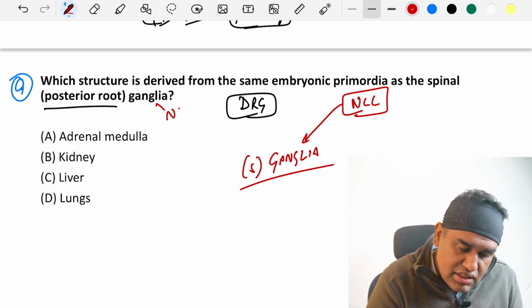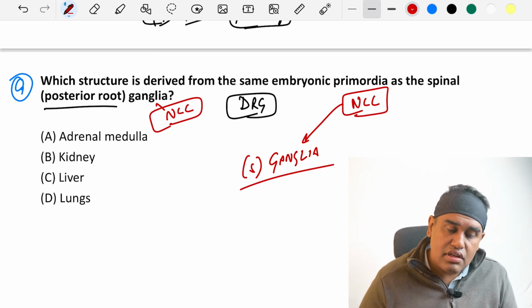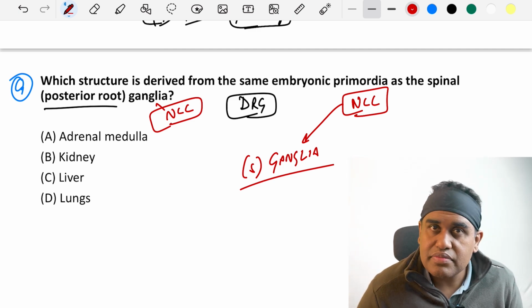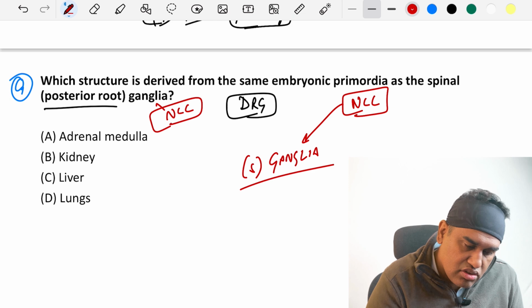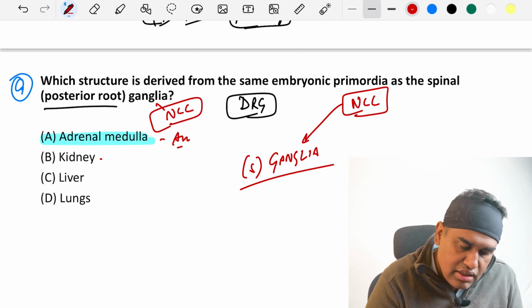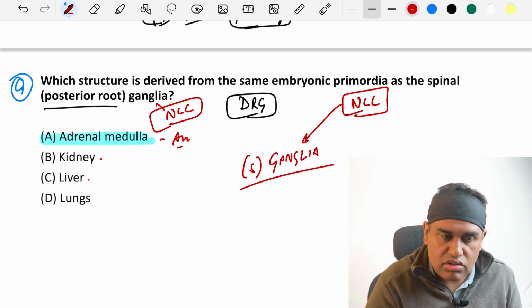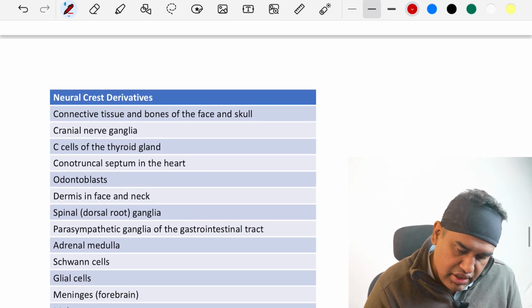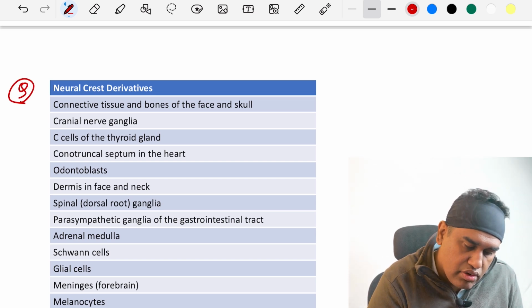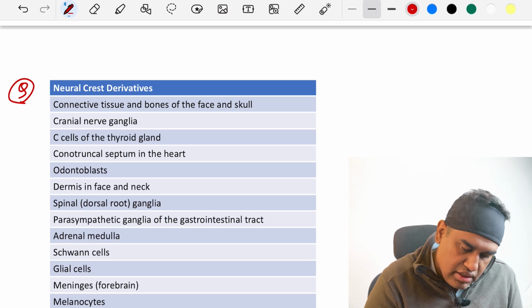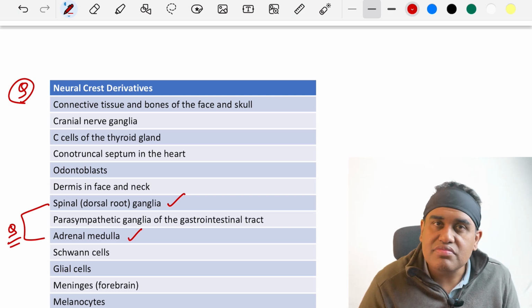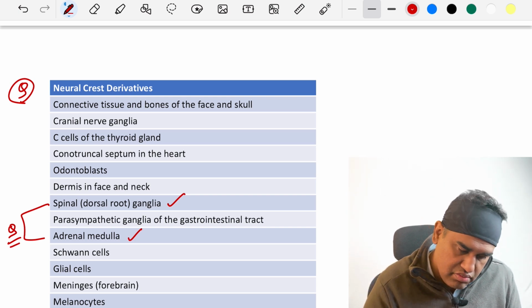So therefore, the DRG over here is derived from neural crest cells, but here they are asking, apart from this dorsal ganglia, which other structure is coming from the same parent neural crest cell. Out of these options, adrenal medulla also comes from the neural crest cell, so this is the answer. Kidney is mesoderm, liver is meso plus endo, lungs are lined by endoderm. Here we can look at all the derivatives, a very important slide of neural crest cells. Here we can see the adrenal medulla and the spinal dorsal root ganglia. These were the points asked in the question. Remember to learn all of them, take a screenshot and enjoy.